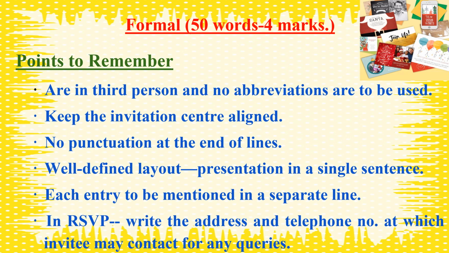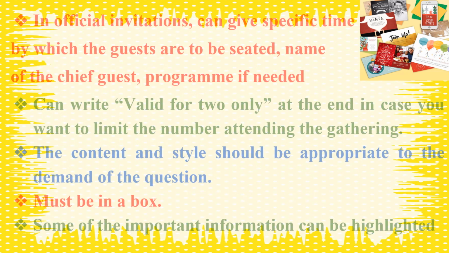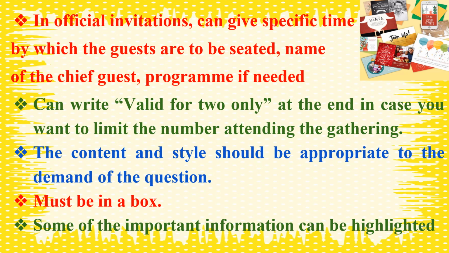In RSVP, write the address and telephone number at which the invitee may contact for any queries. In official invitations, you can give the specific time by which the guests are to be seated, the name of the chief guest, and the program if needed. You can write "valid for 2 only" at the end in case you want to limit the number attending the gathering. The content and style should be appropriate to the demand of the question. Write the invitation in a box.